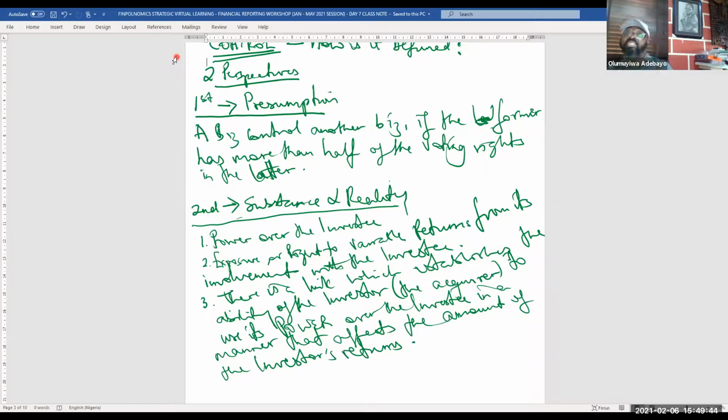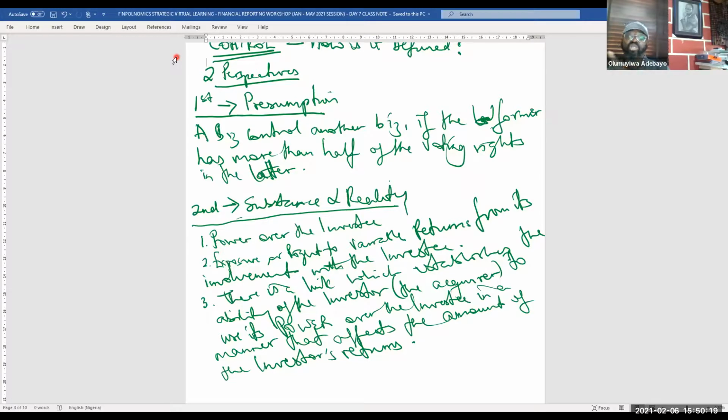The word variable return means that as an equity holder, whatever the result is, that is what you derive your value from. You have no guaranteed return, which means if the company does very well, you earn very well. If they do poorly, you earn poorly. Which means, do you have the exposure or right to that variable return from your involvement in the affairs, both financial and operations, of the investee, which might be a subsidiary in that case?